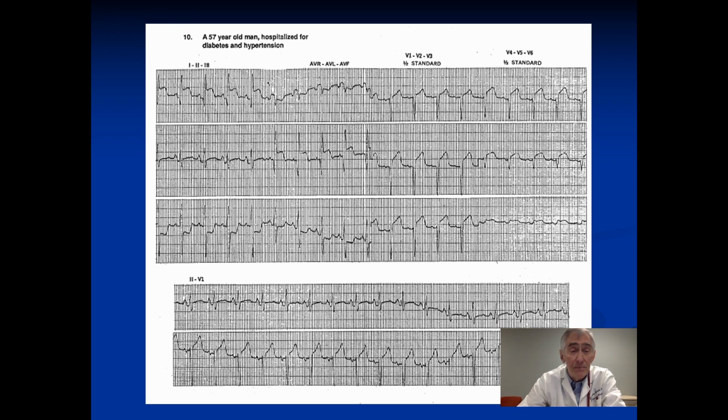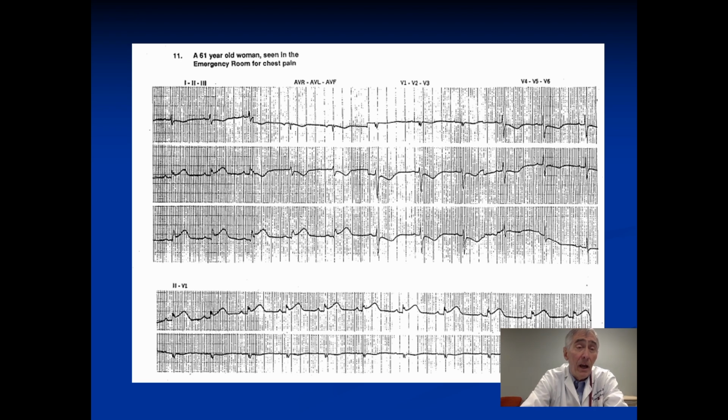Now the next one is a 51-year-old woman seen in the emergency room for chest pain. So right away, your pretest likelihood for chest pain, you're going to make the diagnosis, but let's be systematic. We look at the standard, we don't see it. We look at the rate, 1, 2, 3, 4, 5, 6, 7, 8, 9, 10, 11. So 11 times 6 is rate of 66.